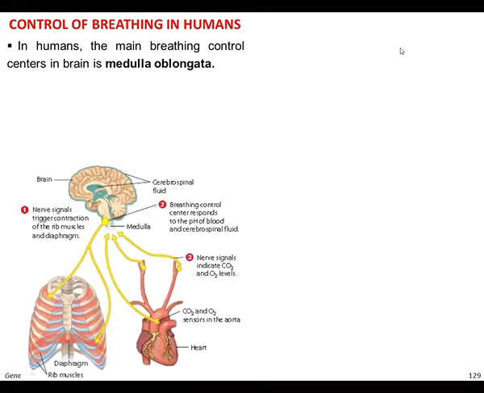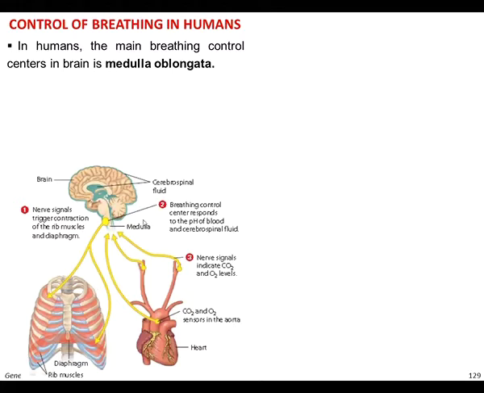So what about the control of breathing in humans? Actually, in humans, the main breathing control centers are in the brain, in the medulla oblongata. You can see the location of the medulla oblongata. The nerve signals coming from the medulla oblongata trigger the contraction of the rib muscles and diaphragm, as we said before.